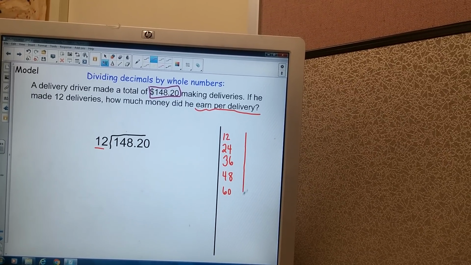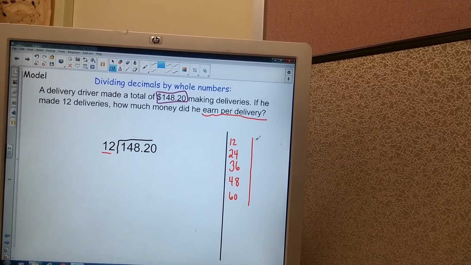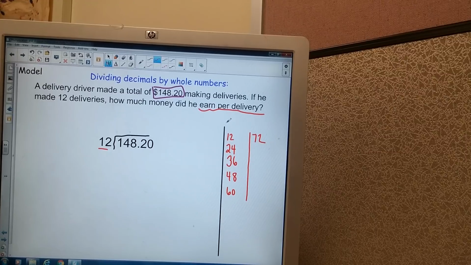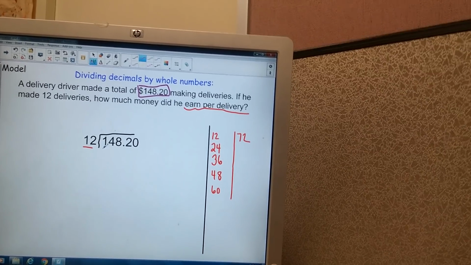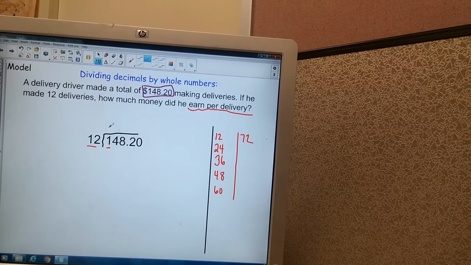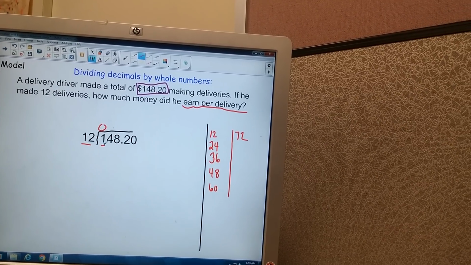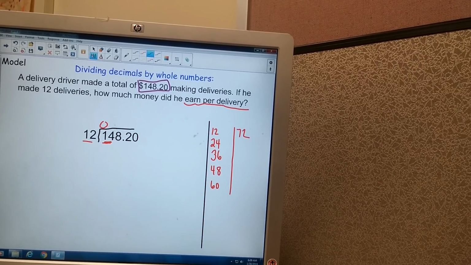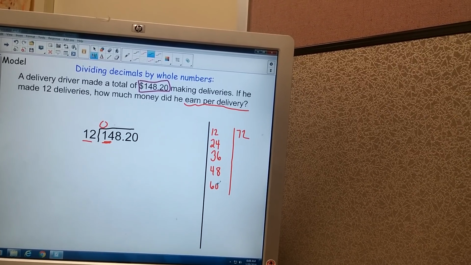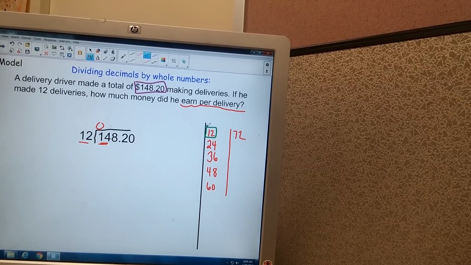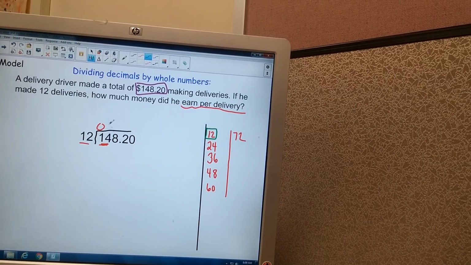I'm going to go to my next column. 12 times 6 is 72. I'm going to stop there. If I need to go further, I will. So, first question you ask yourself, if I have $1, can I share it with 12 people? Absolutely not. If I have $14, can I share it with 12 people? Yeah. So I go over to my chart. I'm trying to get to 14 without going over, and it's right here, just 12. And that's 1 group. I can give everybody 1 thing.